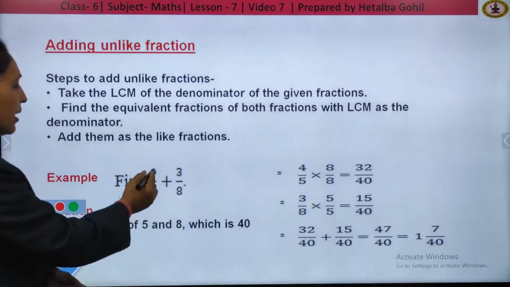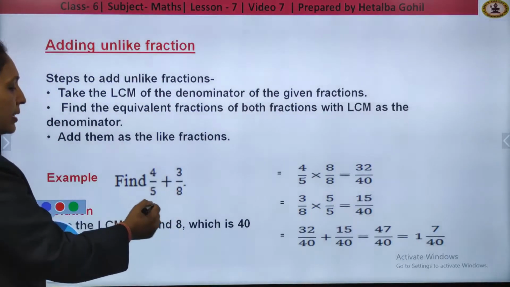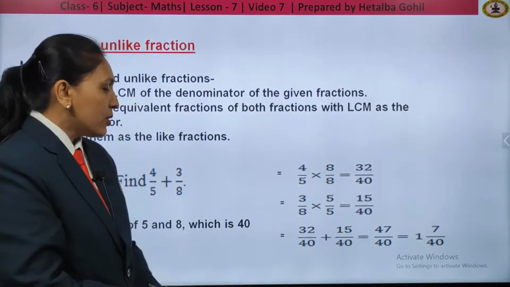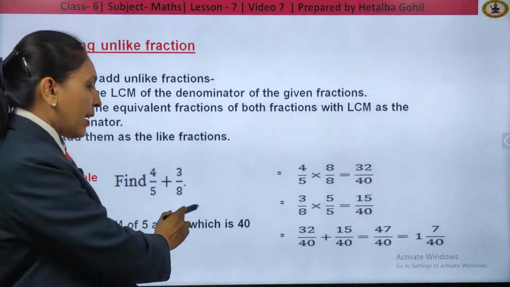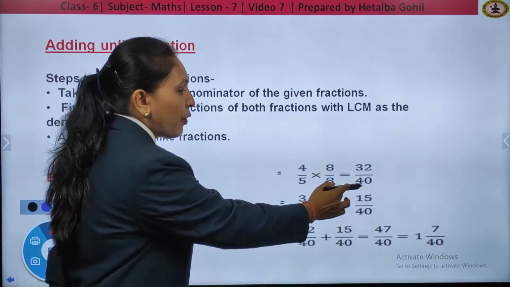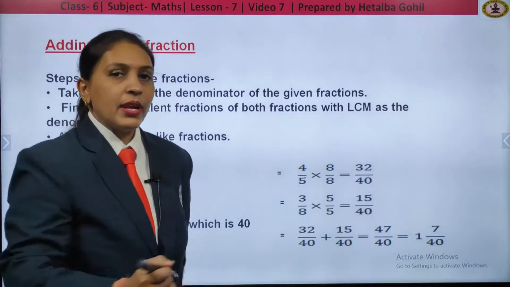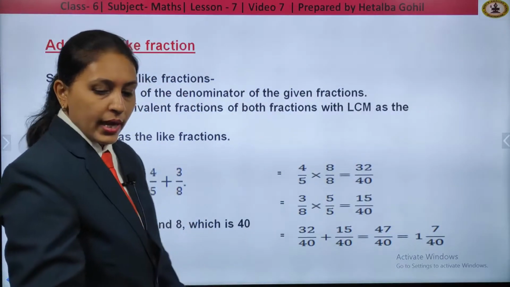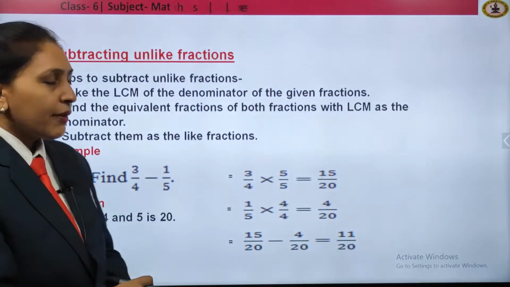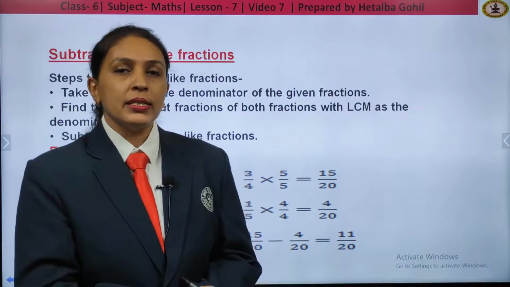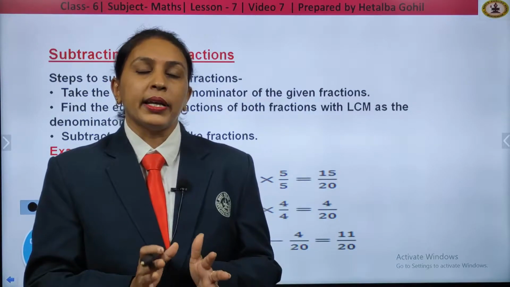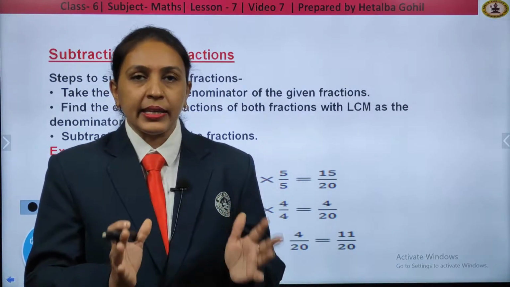For example, you can see here 4 by 5 and 3 by 8, you can see 5 and 8, two numbers here, the denominators are different here. So, what will I take? I will take the LCM of 5 and 8, that is 40. Now, changing the denominators to 40 and afterwards you can see that we have simplified as we do usually. Okay. Now, same thing applies while subtracting unlike fractions also children, as the denominators are different, take the LCM, change to equivalent fractions and simplify the numerators, that means subtract the numerators and get your answer.